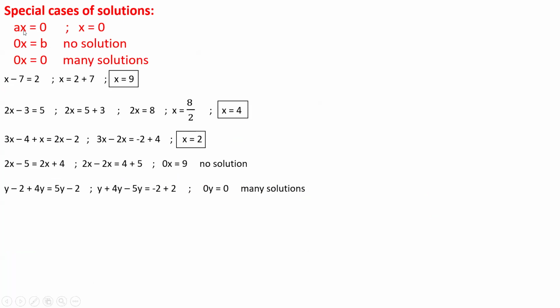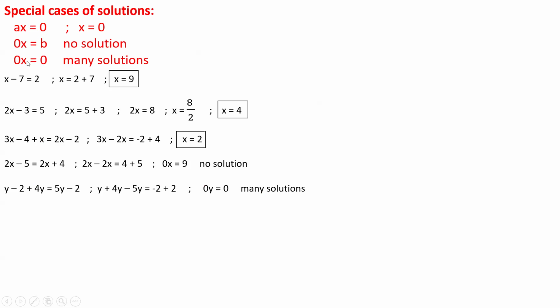Then x should be 0. So always whenever we have, for example, 2x equals 0 or -5x equals 0, directly we say the solution is x equals 0. 0x equals b: this equation has no solution. Why? Because whatever the value of x is, when multiplied by 0, it never gives me a number. It always gives me 0. So this equation has no solution.